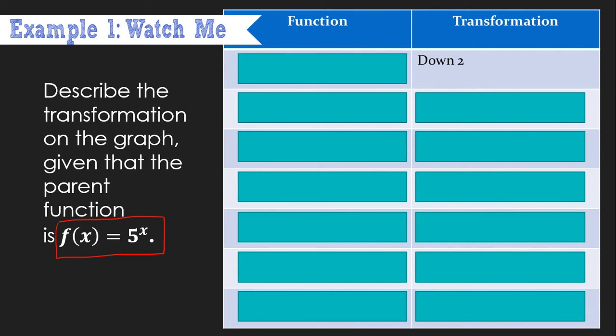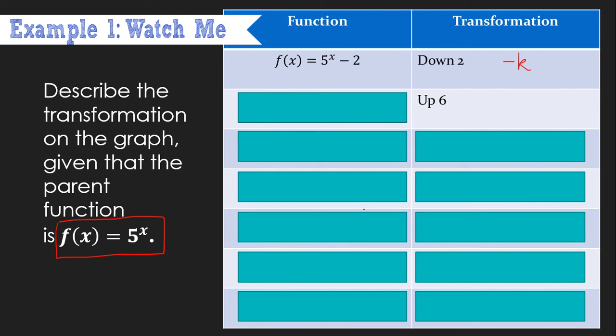So it says we want to move down 2. Well, utilizing my rules, if I want to move down 2, we're talking about the k direction, so that would indicate that I'm going to be subtracting k. So I would just subtract 2 from the end of my function. So f of x equals 5 to the x minus 2.